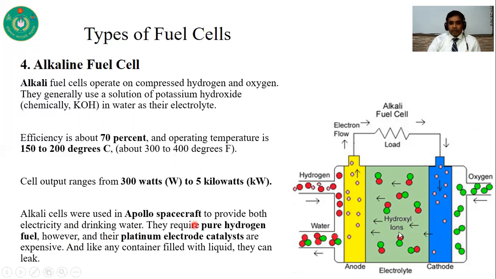How electricity and drinking water? When hydrogen and oxygen react with each other, it produces electricity, and this electricity is used. As a byproduct of the reaction of hydrogen and oxygen, we get water, and this water can be used as drinking water. So we can use this in two ways: for electricity and also for drinking purposes. So the alkaline fuel cell is very efficient. Its efficiency is 70%, and we use basically potassium hydroxide as the electrolyte.